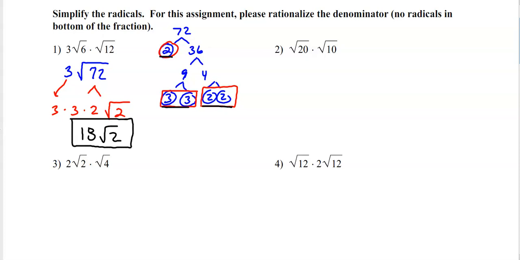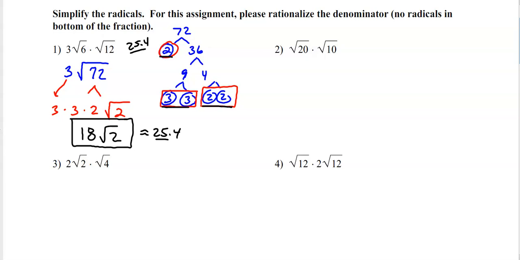Now you'll know if you did it right by checking your decimals. If you want to, I could punch that in the calculator: 18 times the square root of 2, and I get 25.4-ish. And then you could go up to the top and multiply that out: 3 times the square root of 6, parentheses, times the square root of 12, parentheses, and I get the same number, 25.4. So I know that I did it right. You should always be able to check yourself on these.